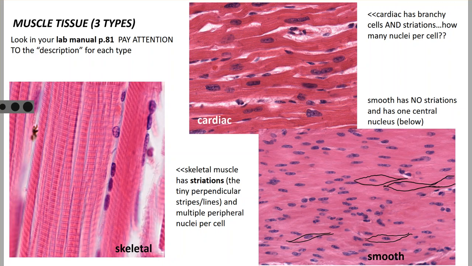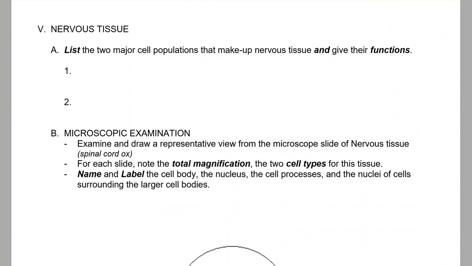Then smooth muscle is down here in the corner, and I have outlined some individual cells for you. So right here, I've outlined an individual cell, and they have a fusiform or spindle shape. And so all of these little things that look like fishies are individual smooth muscle cells. Smooth muscle has no striations. So take a look through those pictures and see if you can answer all of those questions about muscle tissue. Clear.